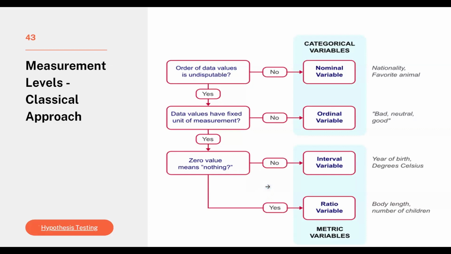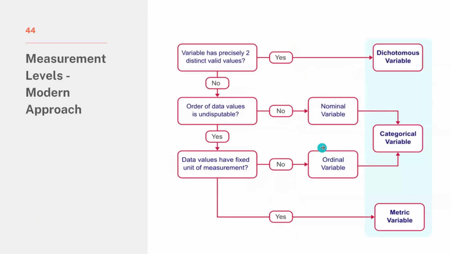And there is another approach, which is called the modern approach. The modern approach to measurement in statistics and research builds upon the classical approach and emphasizes a more flexible understanding of data and its properties. This approach focuses on the concepts of scales of measurement and levels of measurement.